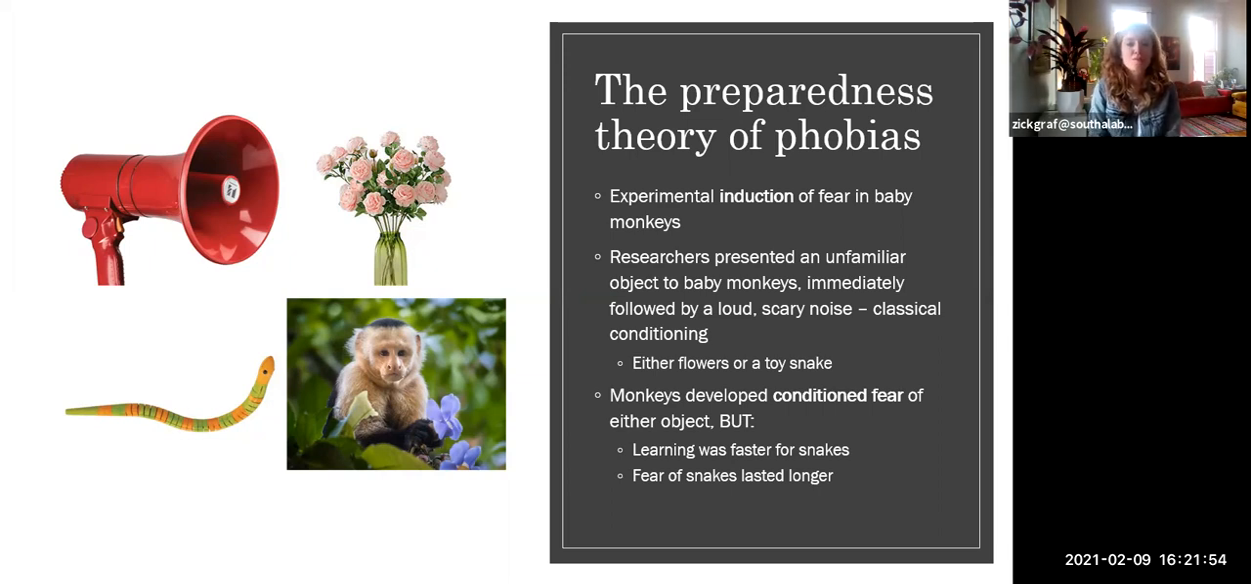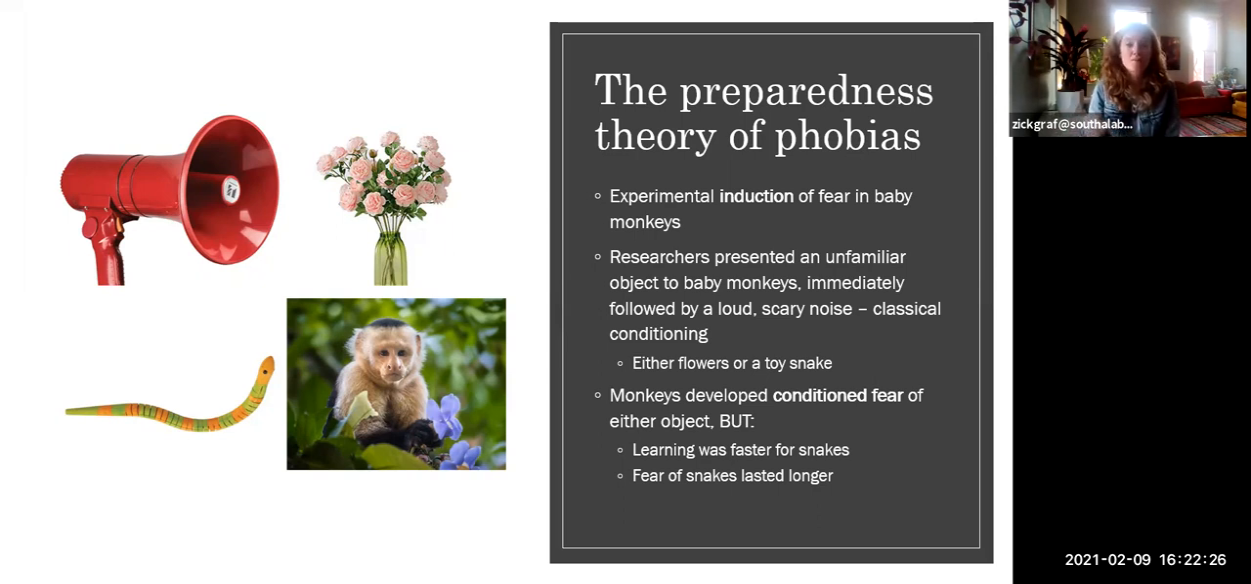So these baby monkeys were presented with a toy, either toy flowers or a toy snake. As they were handed that toy, the researchers played a really loud, scary noise that caused the monkeys to have an unconditioned fear response. Because they had unconditioned fear responses in the presence of this novel object, they developed a conditioned fear association to either flowers or snakes. But it took longer for them to develop a conditioned fear association to flowers. It took more pairings of a scary noise and flowers for them to learn that it was something to fear.